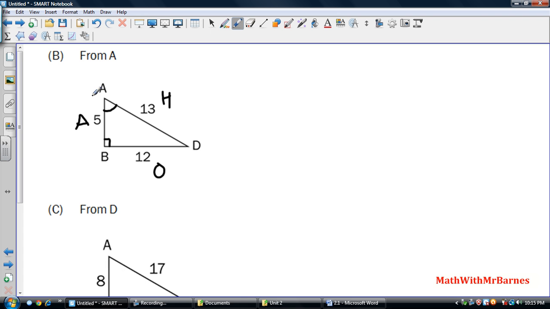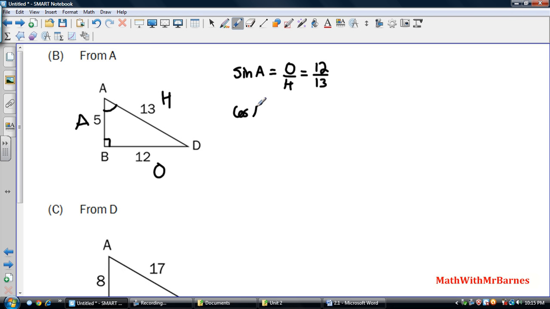Alright, so we're doing sine of angle A. That's why some people like to put the angle sign in there so they don't get them confused, but anyway, it doesn't really matter. So sine of A is equal to opposite over hypotenuse. That would be opposite 12 over hypotenuse 13, so 12 over 13.